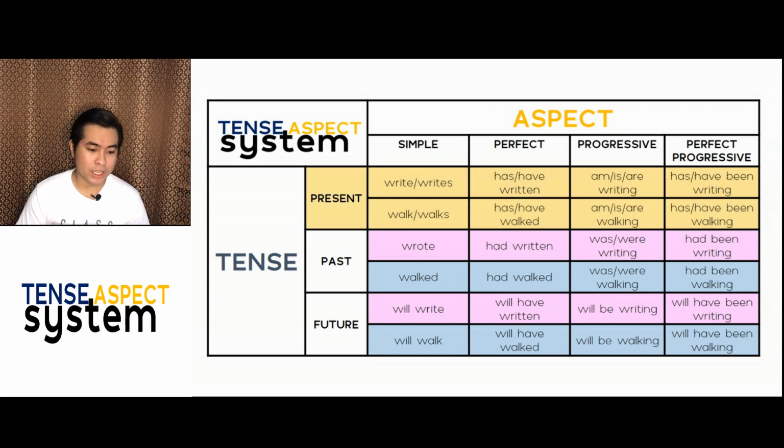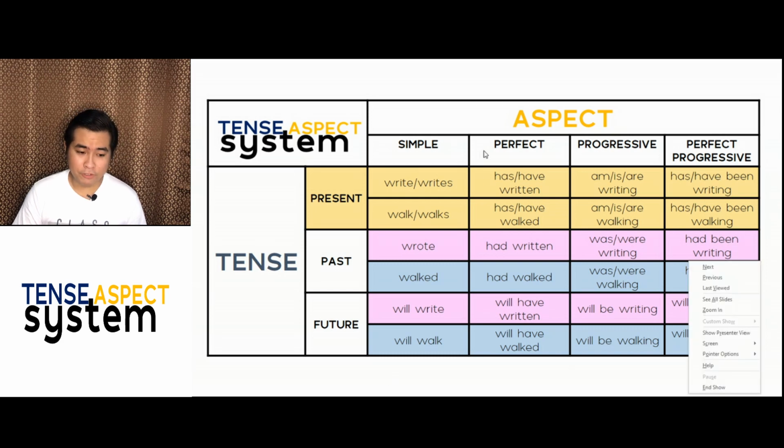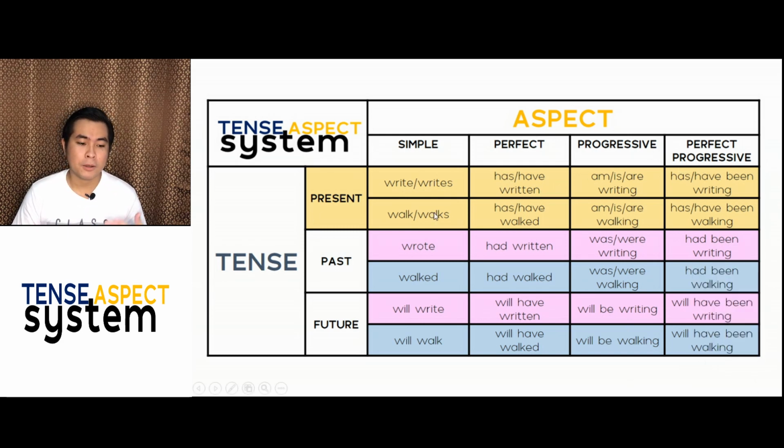And now let's begin with the present. For the present tense, we again have to consider the 4 different aspects. For present, we have the simple present, the present perfect, the present progressive, and the present perfect progressive. For simple present, for both regular and irregular verbs, you just add s or es to the verb.